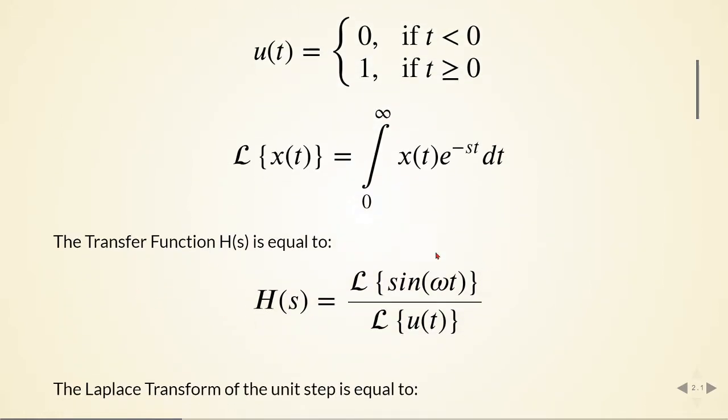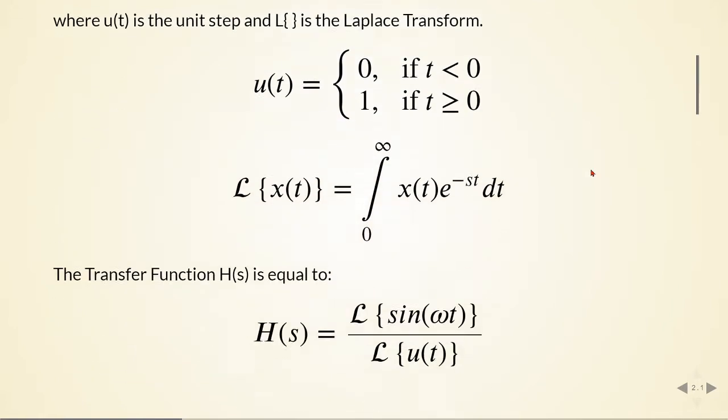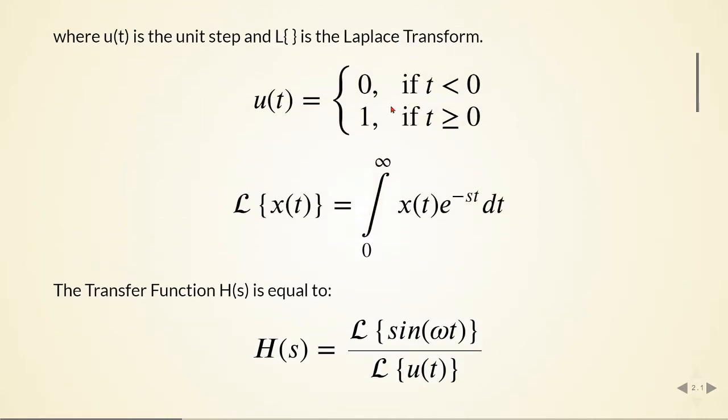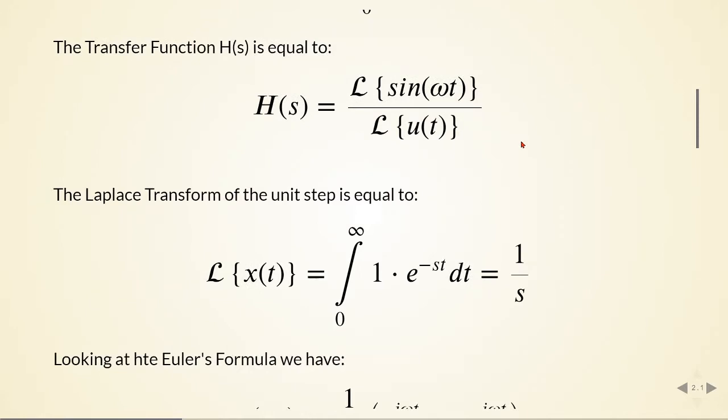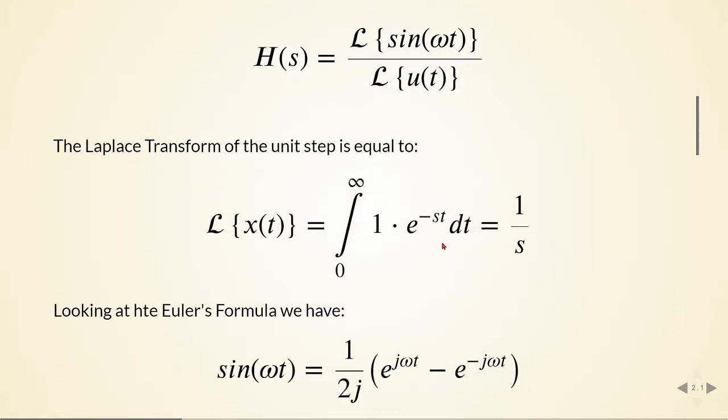And as I mentioned, the transfer function will be the Laplace transform of the sine, this is our output, divided by the Laplace transform of the input, which is the unit step. So if we plug in here the Laplace transform of the unit step, so we will replace x by the unit step, we have that it's from 0 to infinity, it's 1, the value as defined in the function, times e to the power of minus st dt, and this is equal to 1 divided by s.